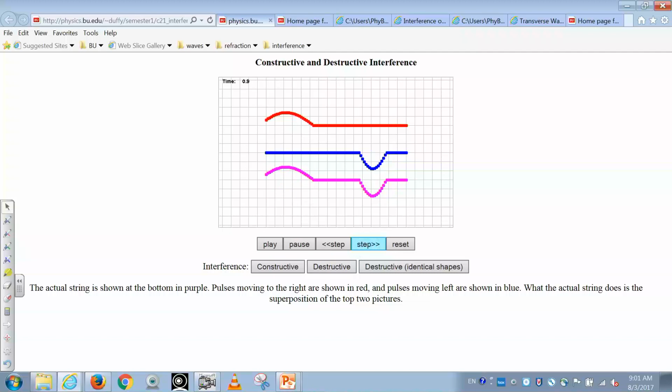So two pulses travel towards each other. We should imagine they travel on the same row in this model. And the pink line represents the actual sum of two pulses. So they, in this situation, try to kill each other.